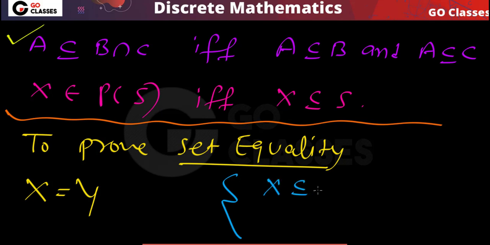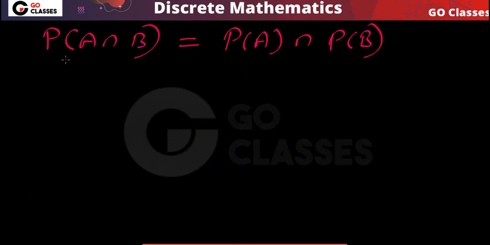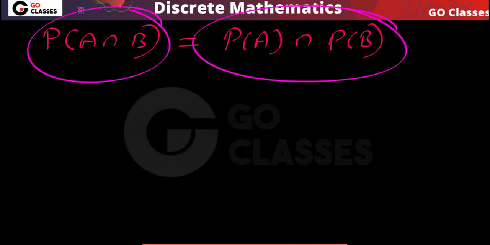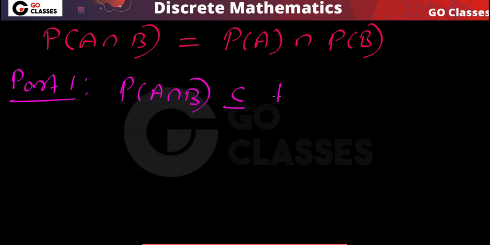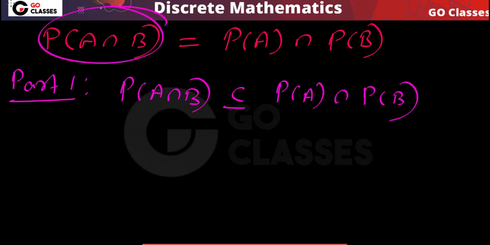You need to prove that X is a subset of Y, and you need to prove that Y is a subset of X. These two things you have to prove if you want to prove that X is equal to Y. So if you want to prove that this set is equal to this set, you need to prove two things. Part one is that you need to prove that power set of A intersection B is a subset of power set of A intersection power set of B. Let me call it LHS. Basically you need to prove that LHS is a subset of RHS. So let's see how to prove this.